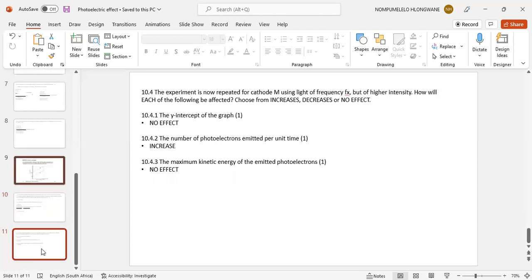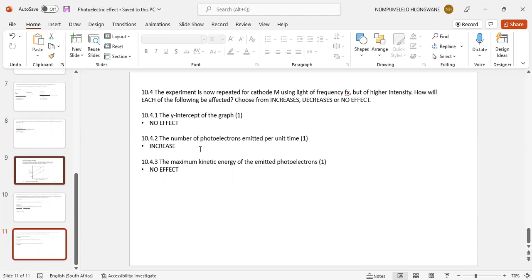Then the next question says the experiment is now repeated for cathode M using light of frequency fx that we just found, but of high intensity. Intensity means brightness, basically. It means the same frequency is used, but now the light is brighter. How will each of the following be affected? Choose increase, decrease, or no effect.